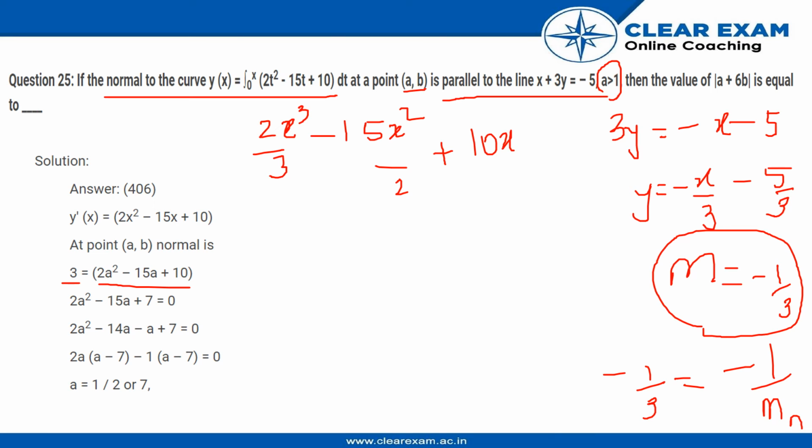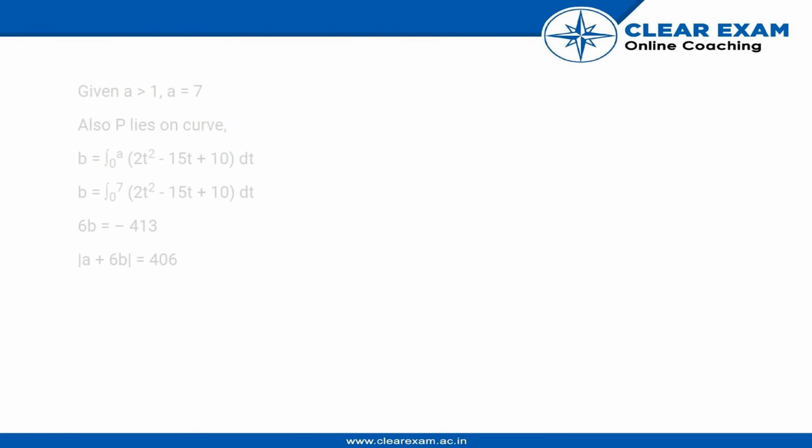Once we have this value, we simplify this equation, get the value of a, and we get that a equals 1 by 2 or 7. We know from this condition that a should be greater than 1, which means a equal to 1 by 2 is not possible. So a is only equal to 7, and the point a comma b also lies on the curve, so we put a in that curve to get the value of b, because we know y of x equals b when x equals a.